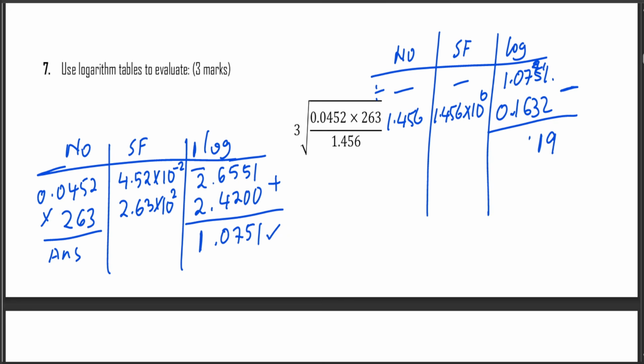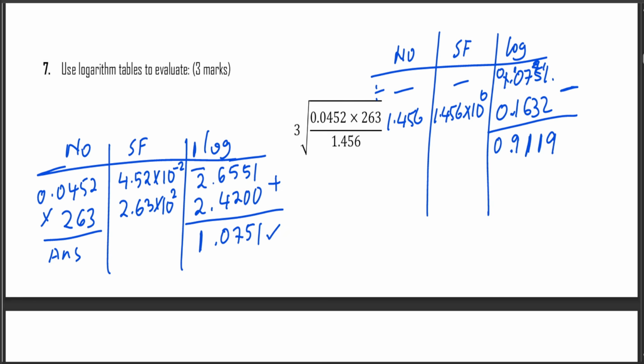7 minus 6 is 1. Okay, now 0, you cannot subtract it with 1, and therefore you need to borrow it from 1. So 10 minus 1 is 9, and this gives 0.9119. But is that the answer?